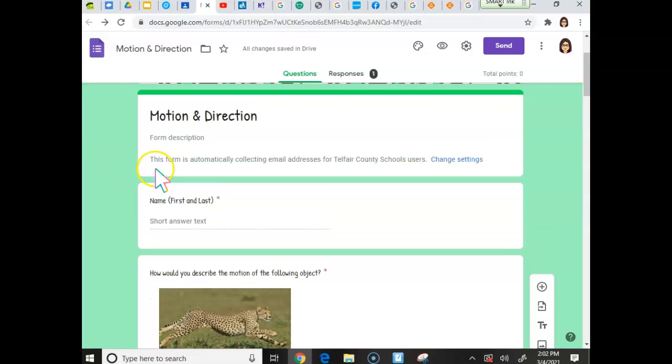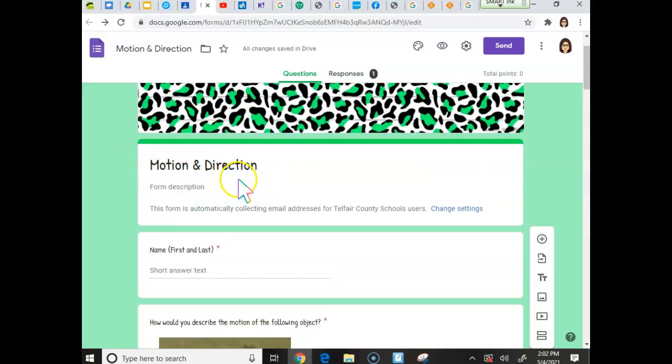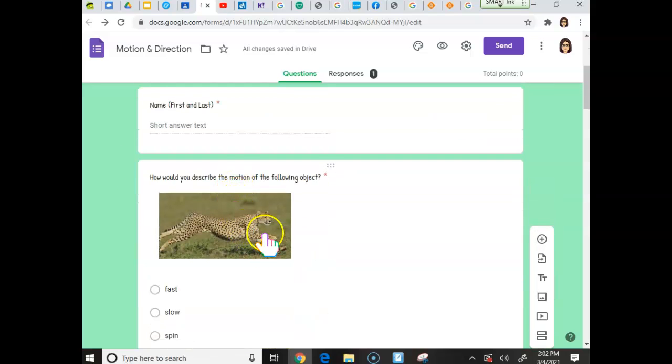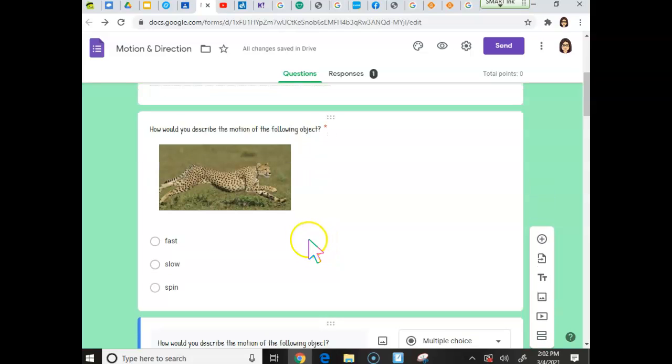All right, so let's look here. Motion and direction. You're going to look at the picture of the object using force and decide about its motion. You're going to have 3 words that you can choose from. For number 1, I have fast, slow, or spin. How would you describe the cheetah's motion? Fast, slow, or spin?